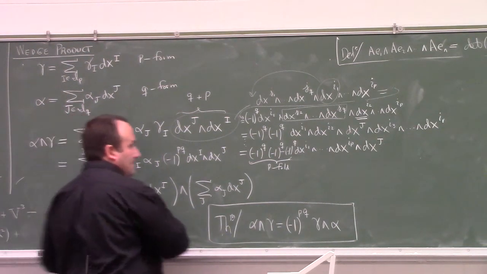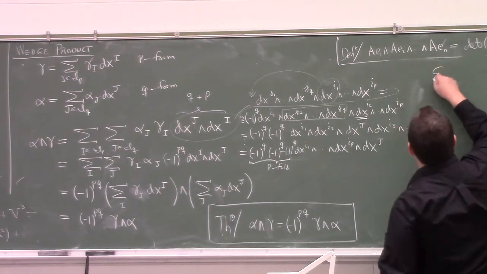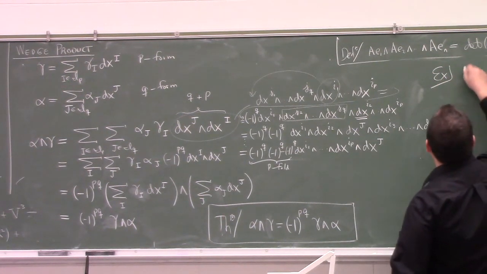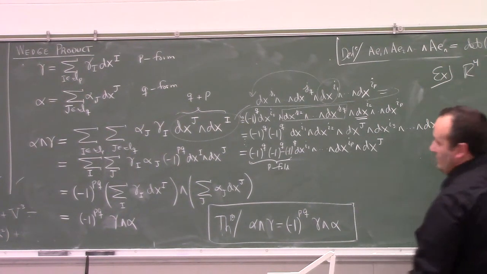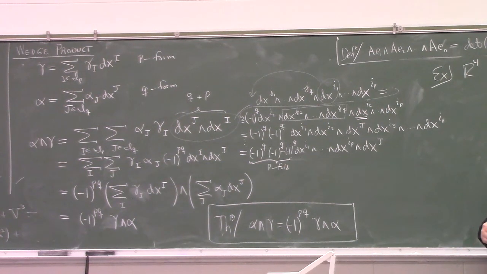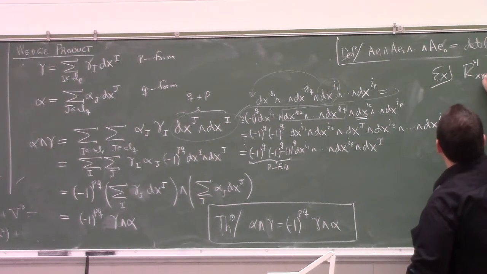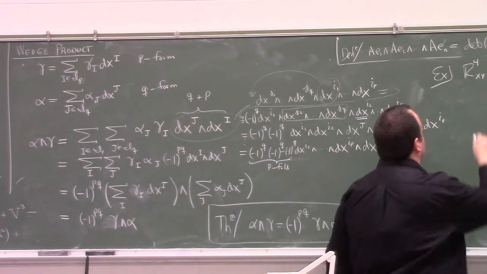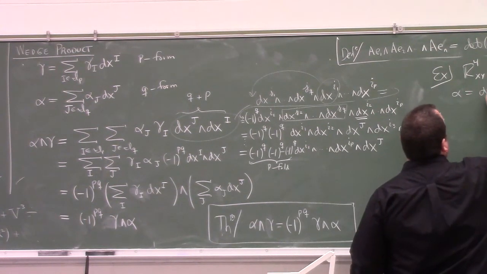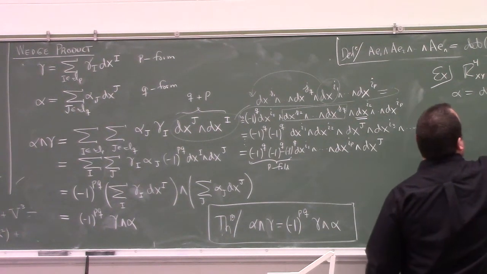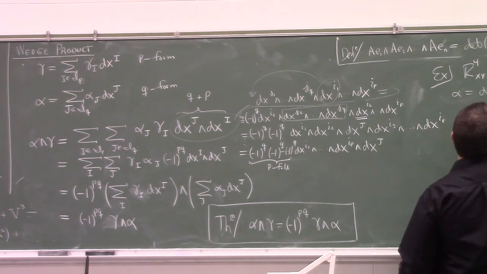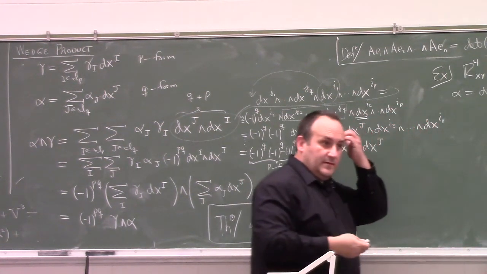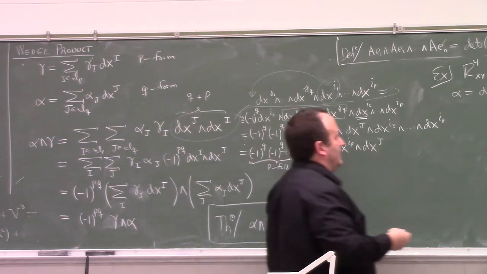Let me do an example. We better go to R4. And we've been doing x, y, z, w in here. Let's keep with that. That's a good kind of lazy notation for R4. So how about this? If we take the differential form alpha equal to dx wedge dy plus dz wedge dw. That's a two form, right? Try taking the wedge product of this with itself, see what you get.